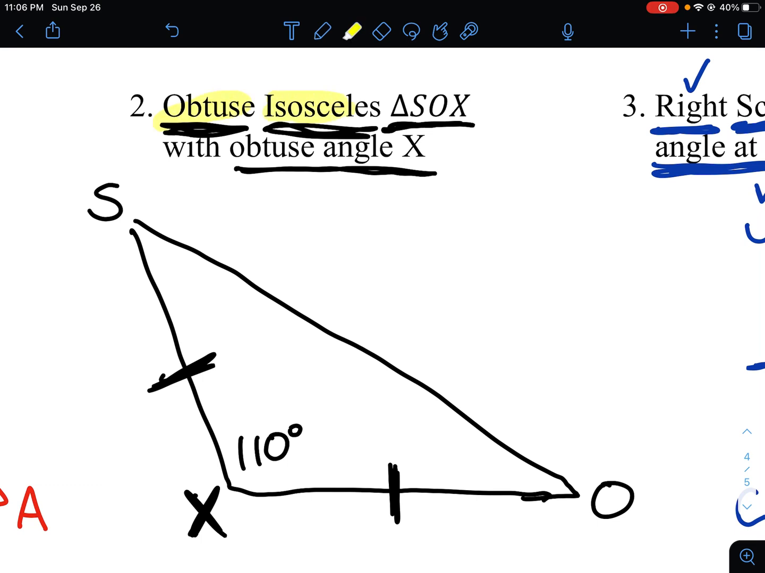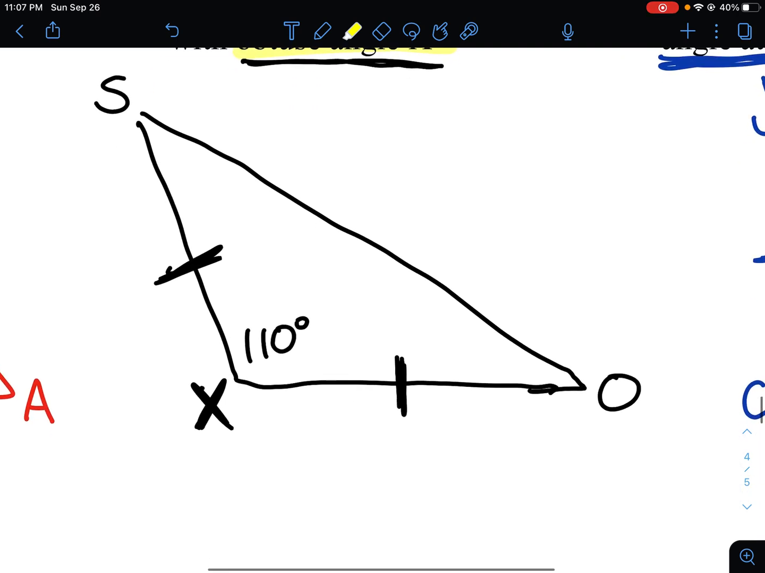Likewise, in example 2, an obtuse isosceles triangle SOX with obtuse angle X. So all I have to do is make sure that at angle X, I've got an angle measurement that's more than 90 degrees. I just came up with 110. You could put 105, you could put 100, you could put 91. Okay, as long as it's bigger than 90.